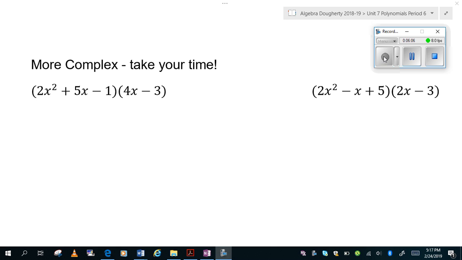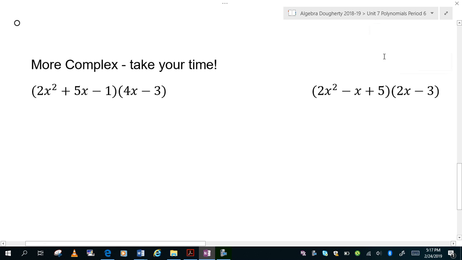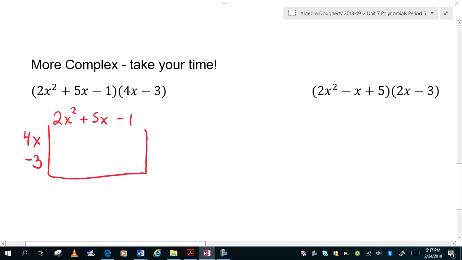You can make a box. I'm going to write out 2x squared plus 5x minus 1 on top. Then I'm going to put the 4x minus 3 on the bottom. I'm going to write it like that so it looks nice. And I'm going to make a box. And inside the box, I'm going to put the answer for when I multiply each term.